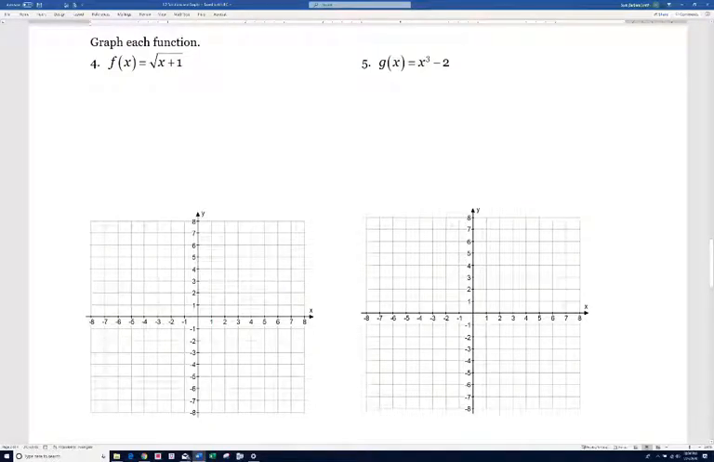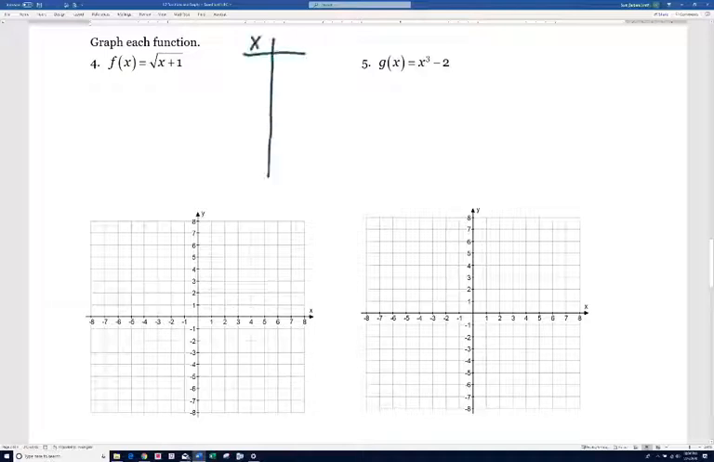All right, this is the second part of my video on an introduction to functions. It says here, graph each function. The first one, number 4 here, is f of x equals square root of x plus 1. So at this point, the only technique we've talked about that would help us here would be plotting points.